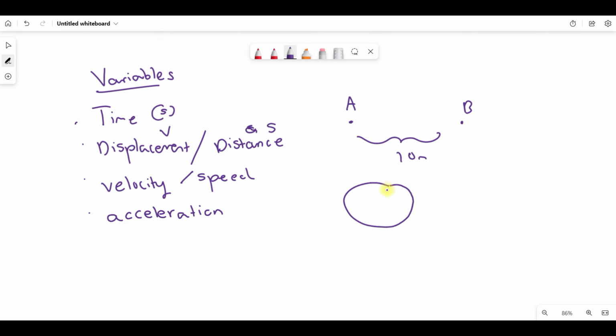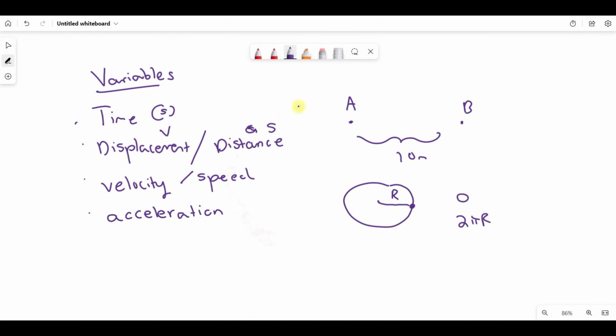Similarly, if you're on a circular track with radius r, and you go from here and do 1 revolution, your displacement would be 0 meters, because you started at that dot and you ended at that dot. So you made no change. Whereas your distance would be you went around the whole track, which would be a distance of 2 pi r meters. So that's displacement and distance.